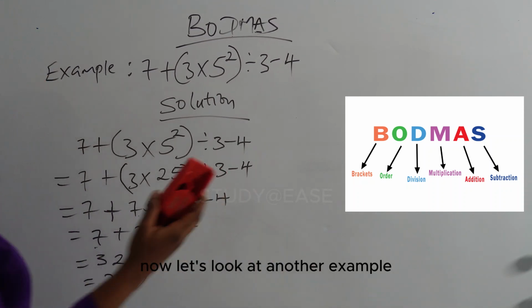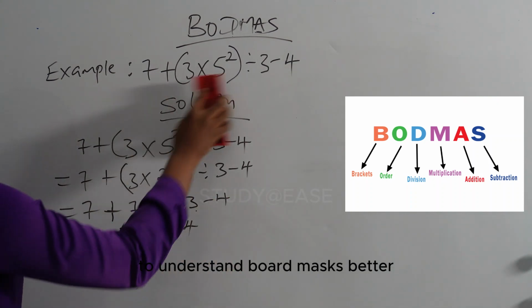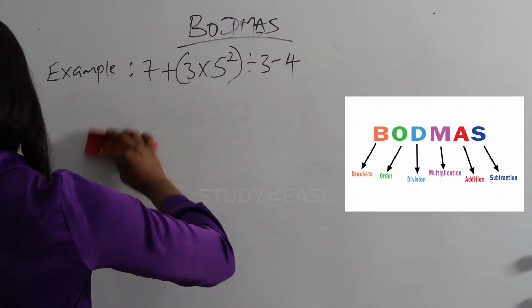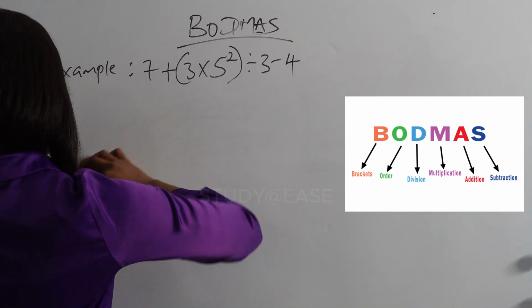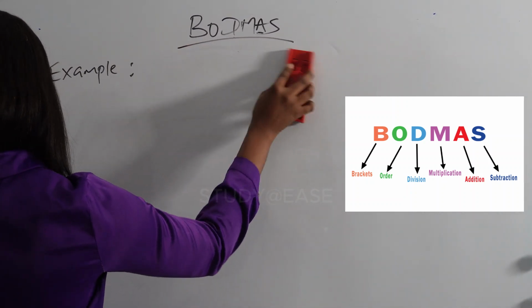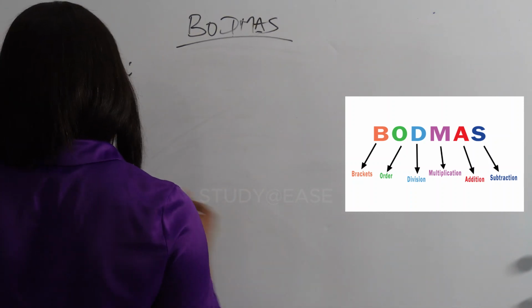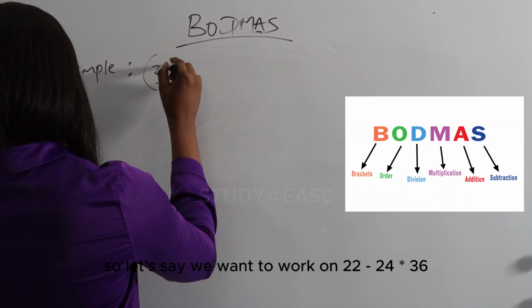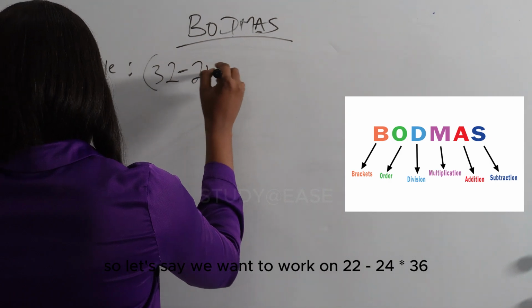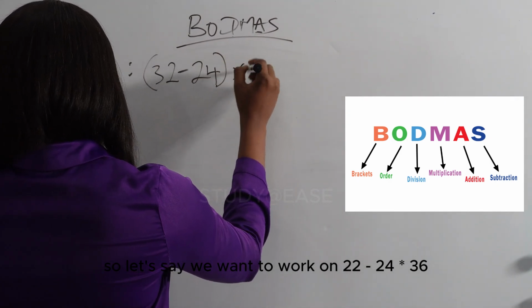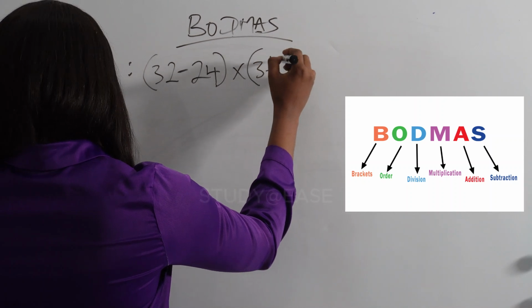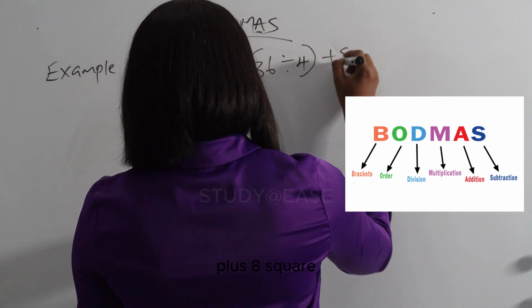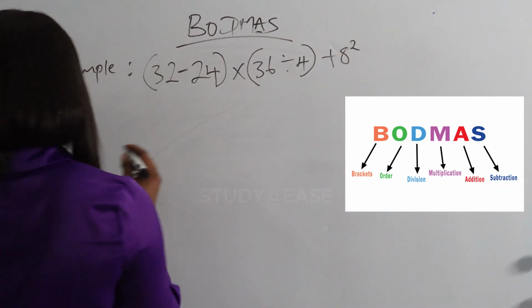Now let's look at another example to understand BODMAS better. So let's say I want to work on 32 minus 24 times 36 divided by 4 plus 8 square.